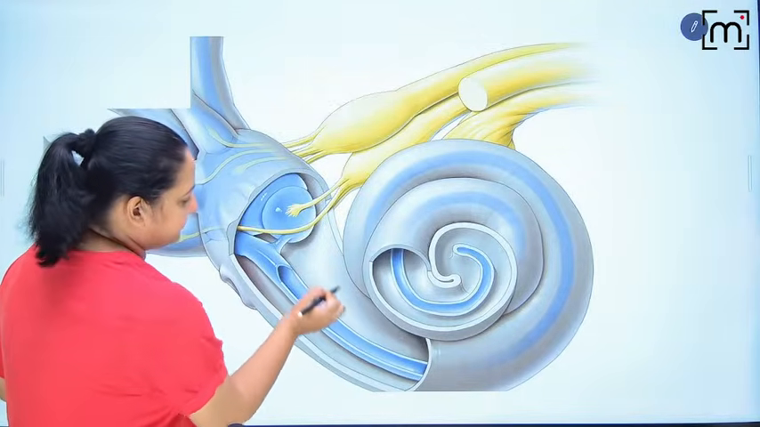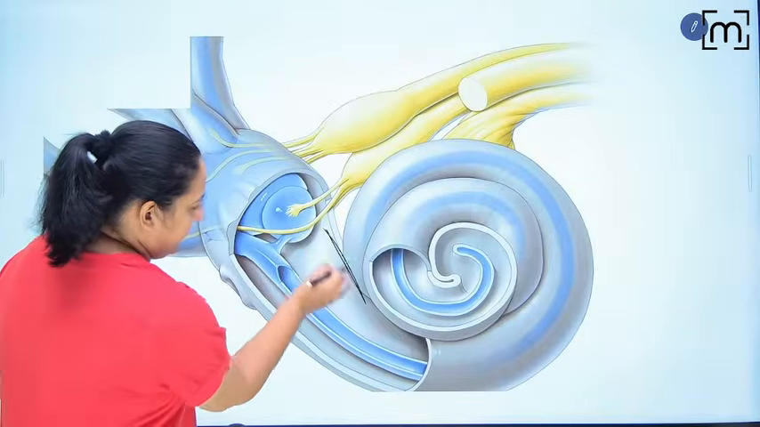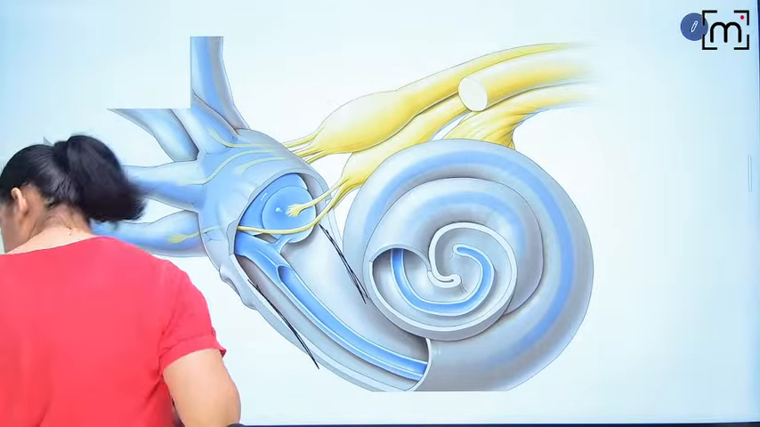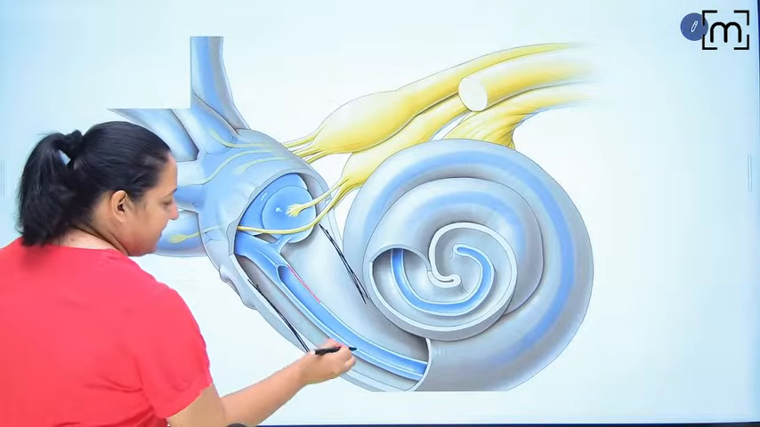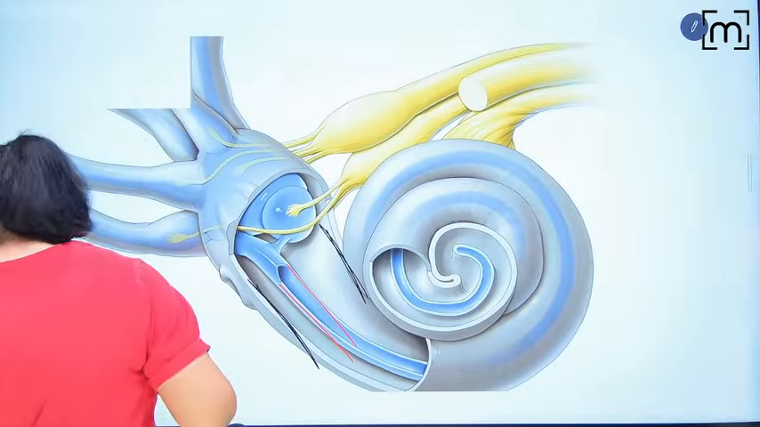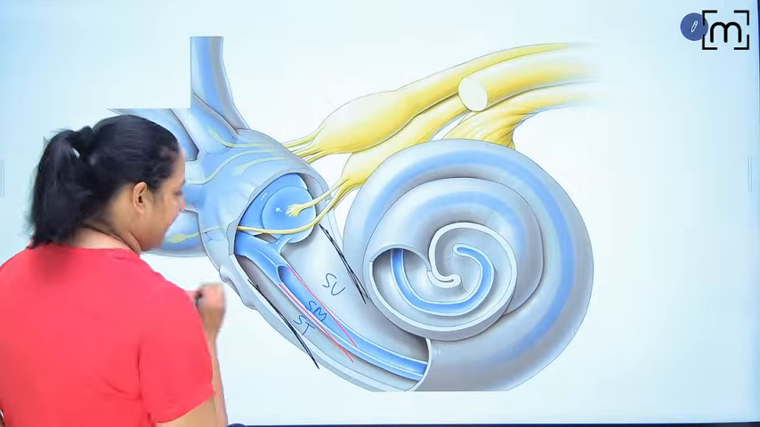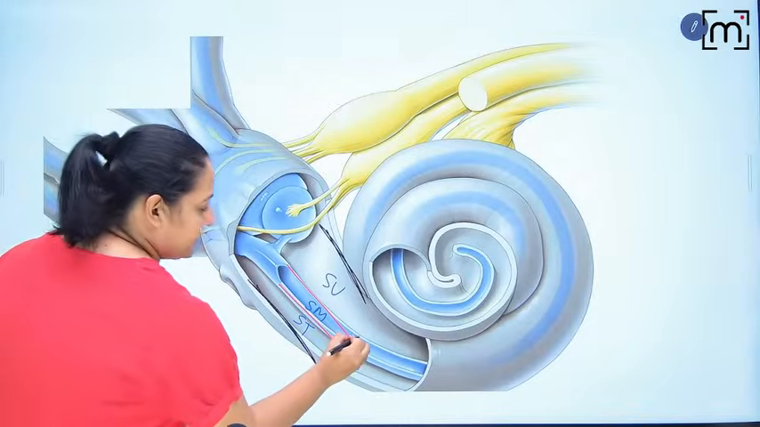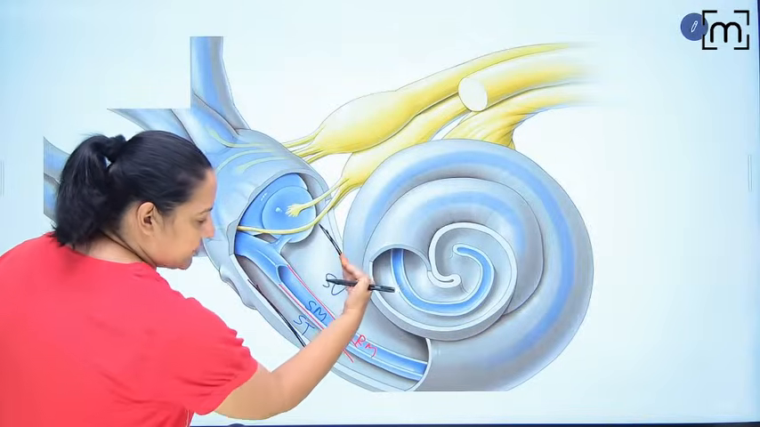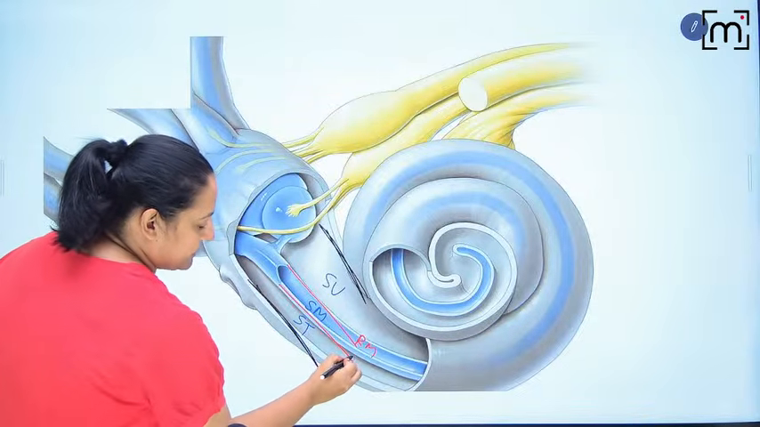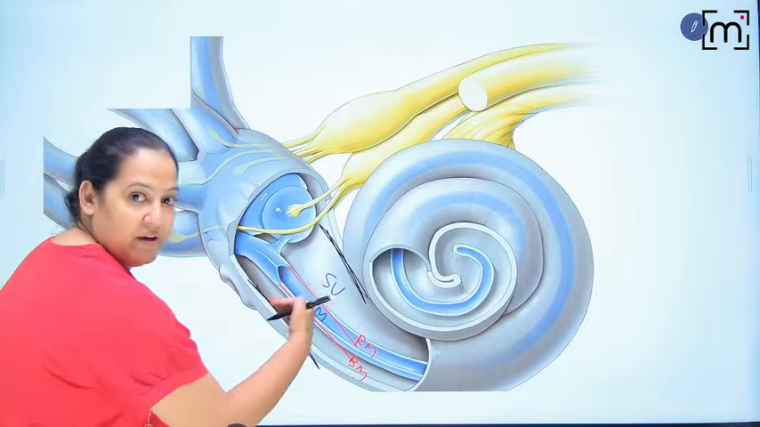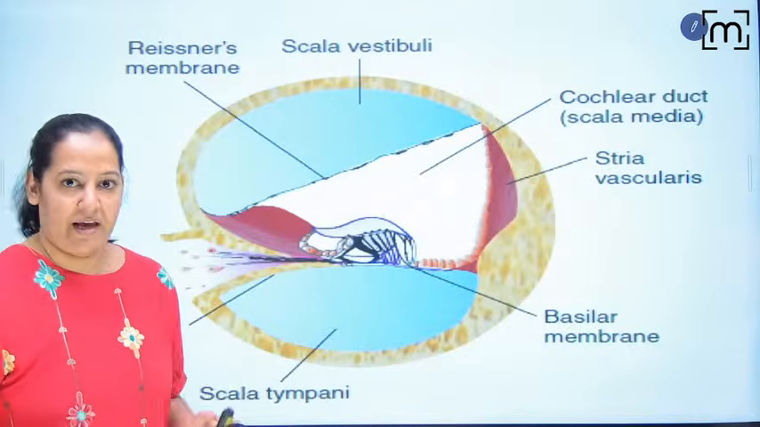You can see in this diagram, this is bony labyrinth and this is membranous labyrinth. Here you can see scala vestibuli, scala media, scala tympani. This membrane is Reissner's membrane, which is separating vestibuli from media. And this is the basilar membrane, which is separating media from tympani. I guess you are oriented.